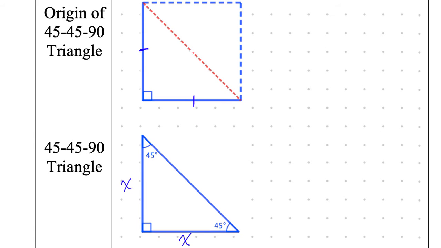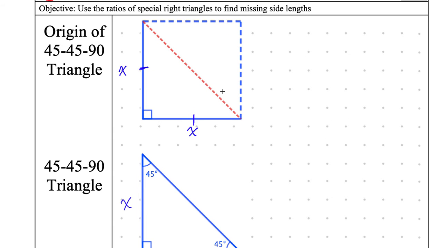So I'm going to come back up here to my square, and I need to think about this. So this is x, and this is x. I'm going to use the Pythagorean theorem that we've been talking about over and over for the last two lessons and figure out this length right here. So let's call that length, I don't know, what should we call it? Heart? Y? Z? C. C? Okay.